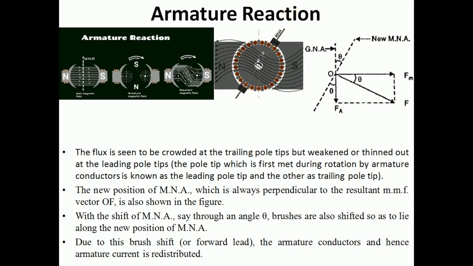So now it's very clear that due to the effect of armature flux on the main flux, the flux lines are getting redistributed, which results in the shift of magnetic neutral axis. Due to the shift of this magnetic neutral axis, the position of these brushes are also getting shifted, as the brushes always lie along the magnetic neutral axis. Due to the shift in brush position from the geometrical neutral axis, that was the old position of magnetic neutral axis, to the new position of this magnetic neutral axis, there occurs a redistribution of current in the armature conductors.